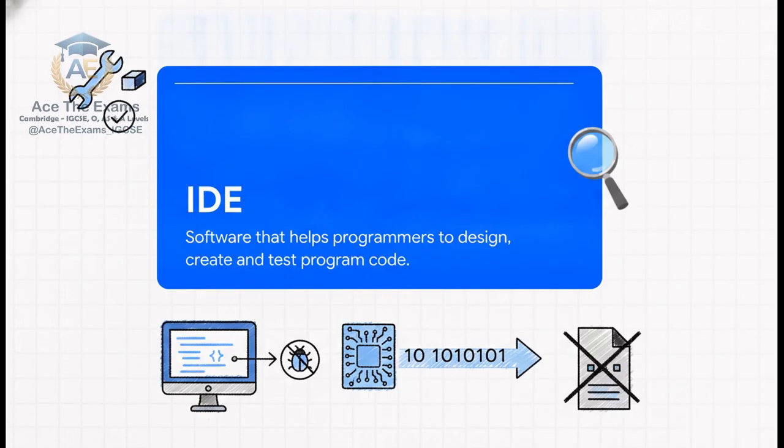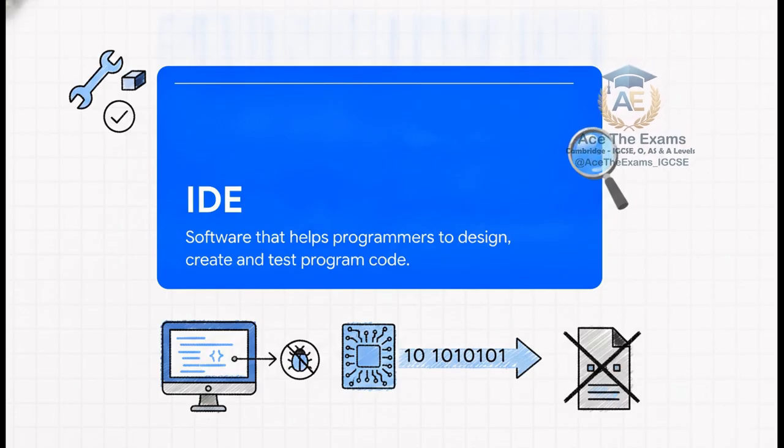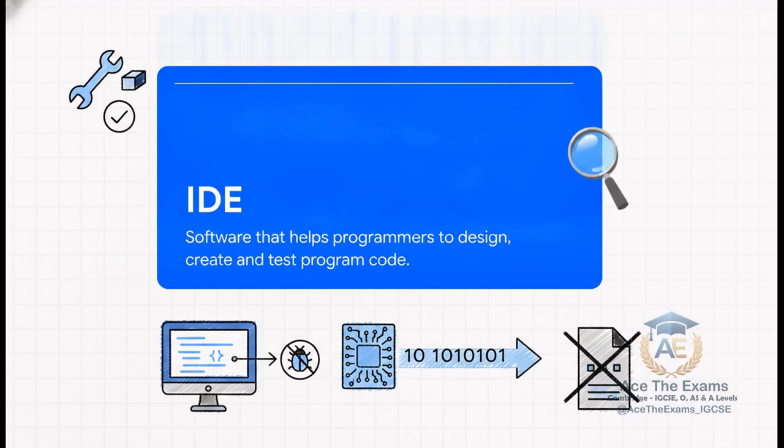And that brings us to the ultimate tool for modern developers, the Integrated Development Environment, or IDE. Essentially, an IDE is software that helps programmers design, create, and test their code. Think of it as a seamless, all-in-one interface where you can write those high-level languages, track down annoying errors, and handle all that complex translation into binary without you ever having to even look at a punch card. It's a total game changer.